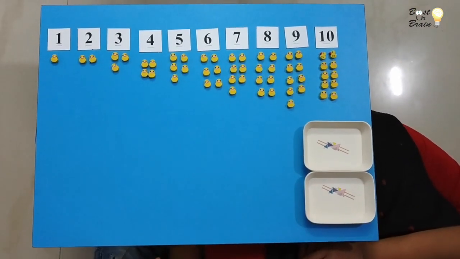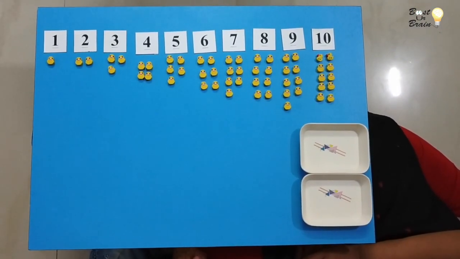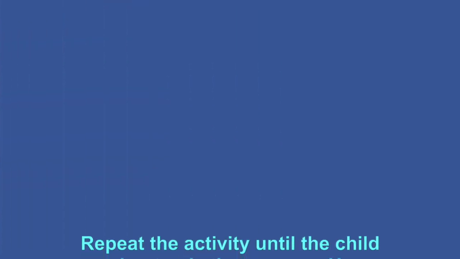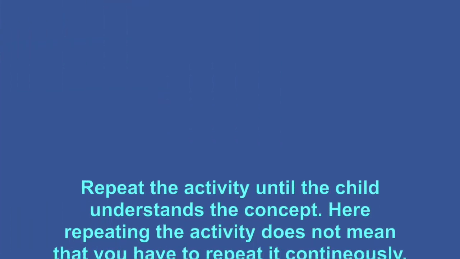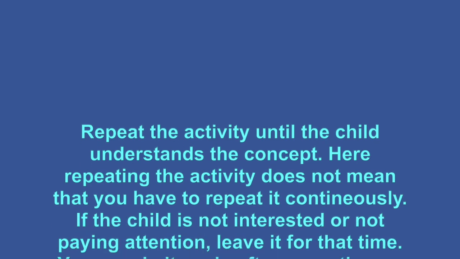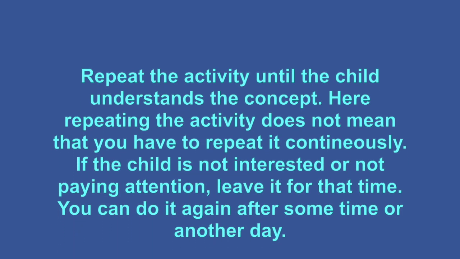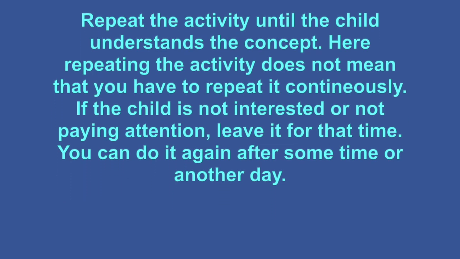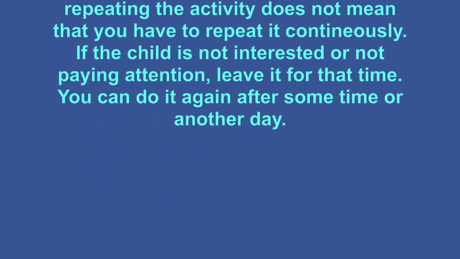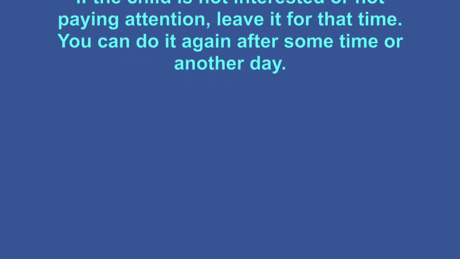Now we know how to identify odd and even numbers. Repeat the activity until the child understands the concept. Here, repeating the activity does not mean that you have to repeat it continuously. If the child is not interested or not paying attention, leave it for that time. You can do it again after some time or another day. With this approach, the child will develop growth towards more abstract operations. Also, the child has an understanding of the concept of odd and even numbers.